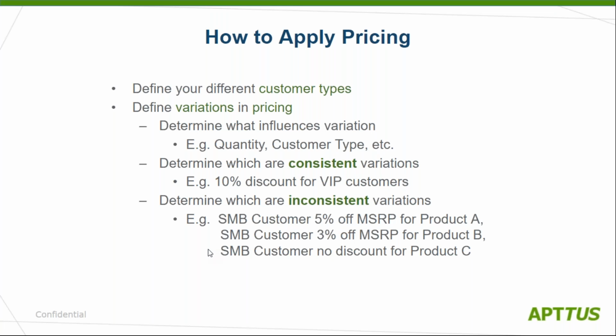Then determine which are inconsistent variations. For a small medium business customer, 5% off on MSRP for product A, 33% off for product B, and no discount for product C. So these are inconsistent variations, right? Here we are not talking about a range of products, we are talking about a specific product. In these cases, we can only specify a price matrix because it will be applicable for a single product. So we just have to create three price matrices: one for product A, one for product B, and one for product C.